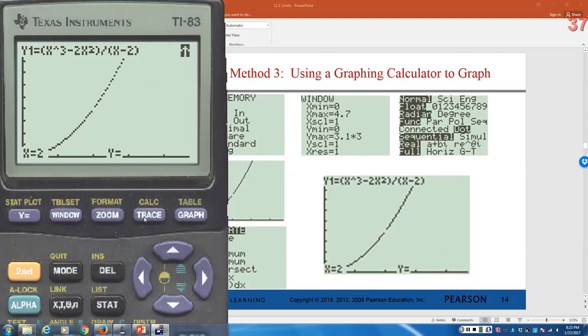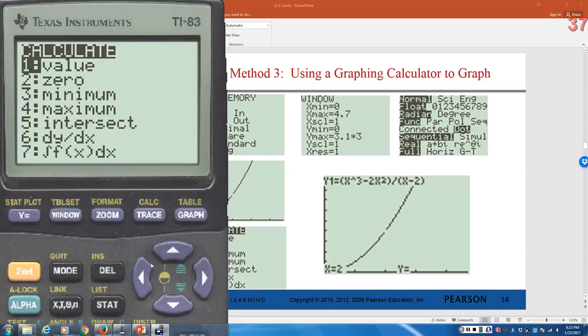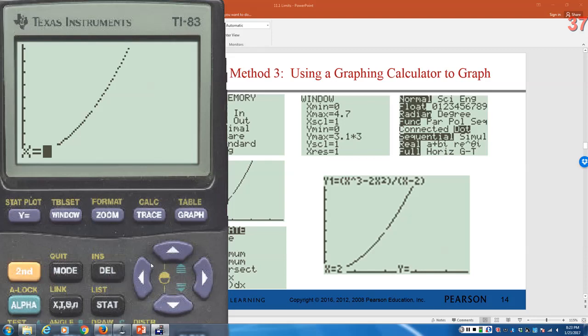I can go over here to calculate and choose value and say let x be 1.9999999, and it gives me a value, and it says it's 4. That's because it rounds to 4, because look how many 9s I put in there. Okay?